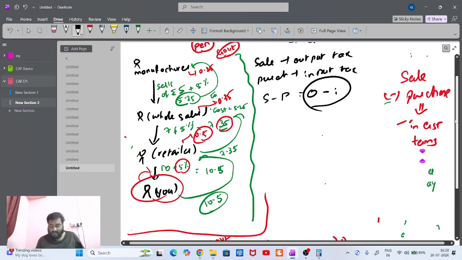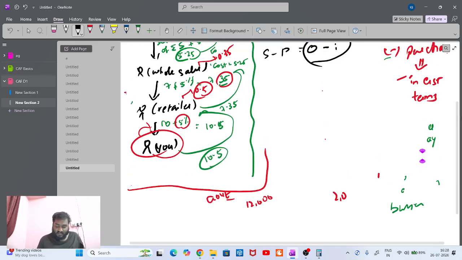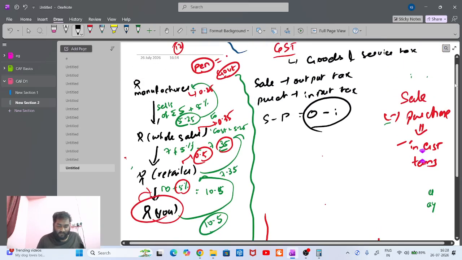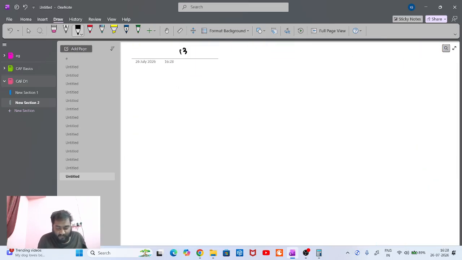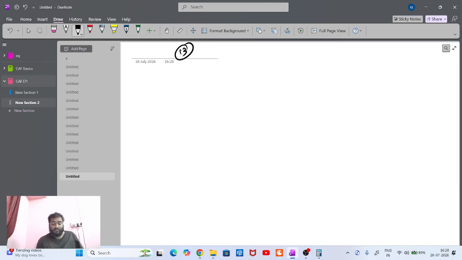Well, I hope you have understood this. Wonderful. Page number 13. I think many of the important concepts are well done and understood. Let's get to the questions. Before the questions, what is the relevance of GST here?